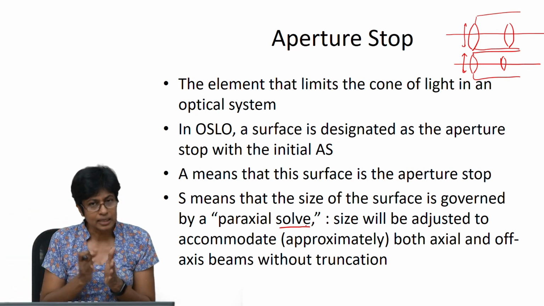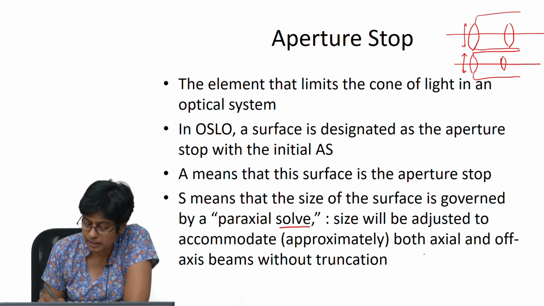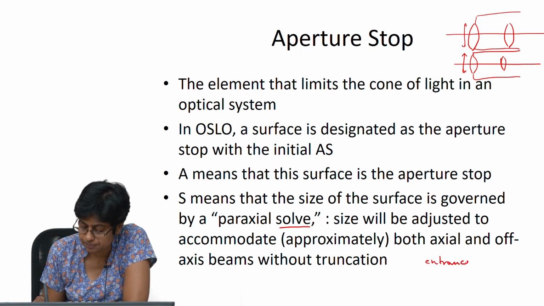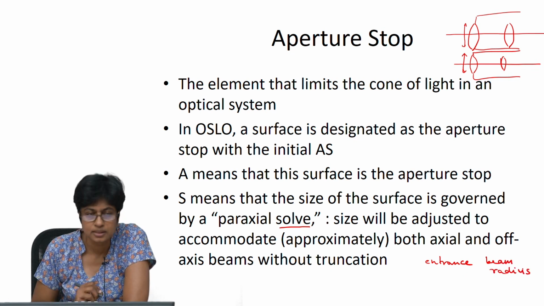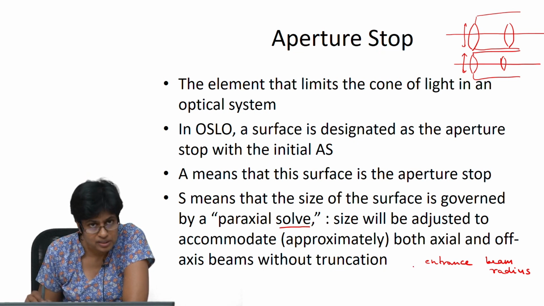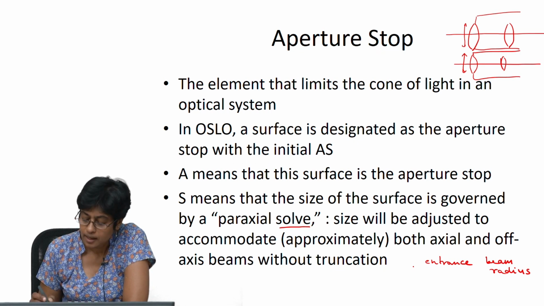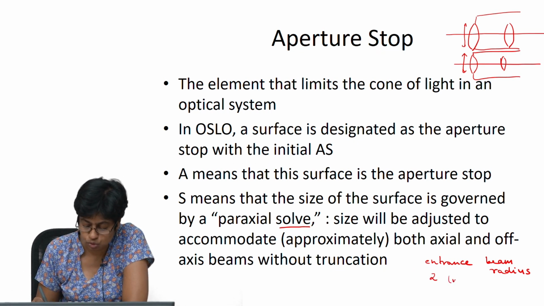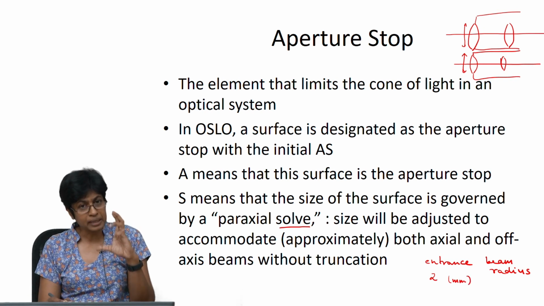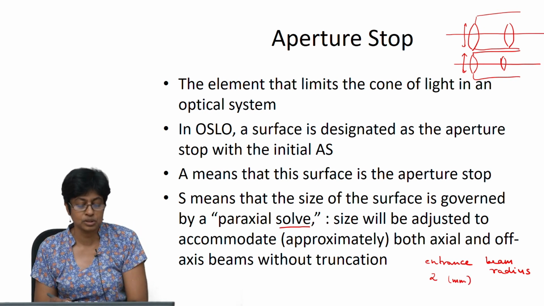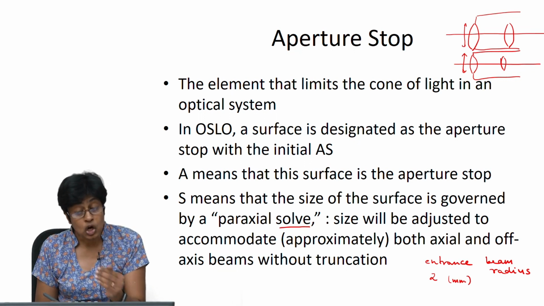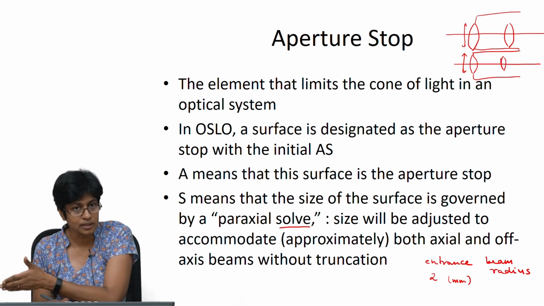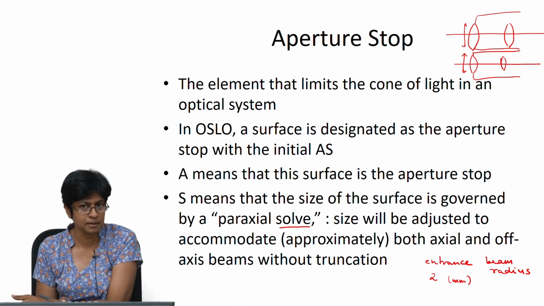Now, what do I mean? In Oslo, if you remember, you had to give an entrance beam radius. So, you were designing a system for an optical beam of a certain radius. This is one of the first parameters you enter, right? So, maybe you enter 2, that means it's 2 millimeters. So, you have a beam of diameter 4 millimeters coming through the system. Oslo will take that to understand that it's not the first element or the second element or the third element that must allow this 4 millimeter diameter through.